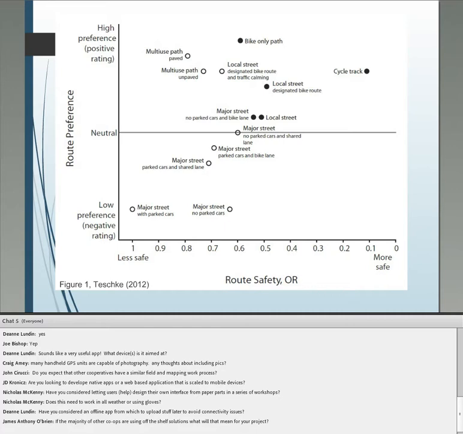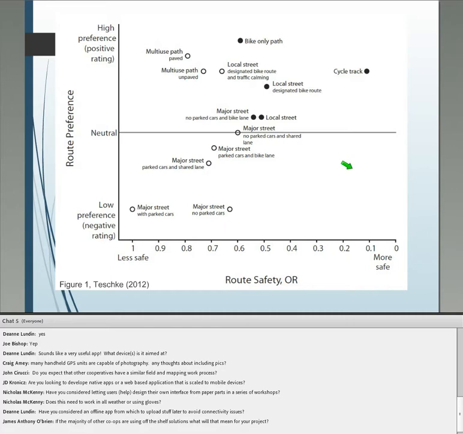And this is a figure from the Teske study. They have compared the risk associated with each type of bicycle infrastructure to route preference, which came from surveys of cyclists done in another study. And they've highlighted the infrastructure types that are both viewed favorably by cyclists and are considered more safe based on the results of their study.